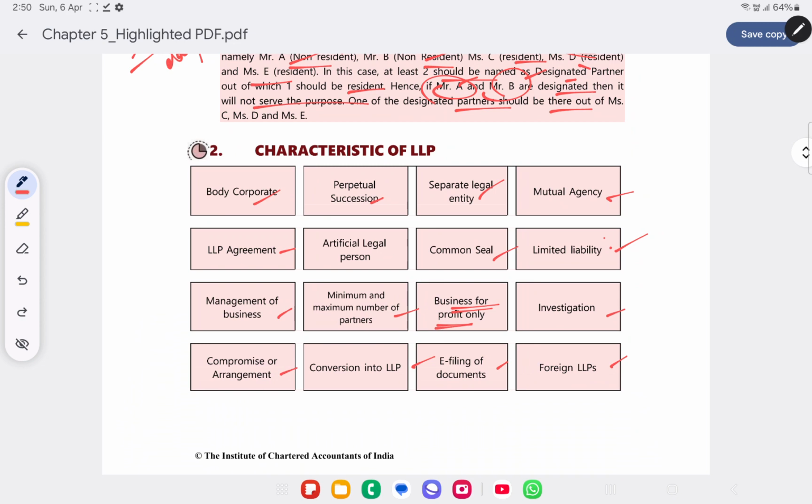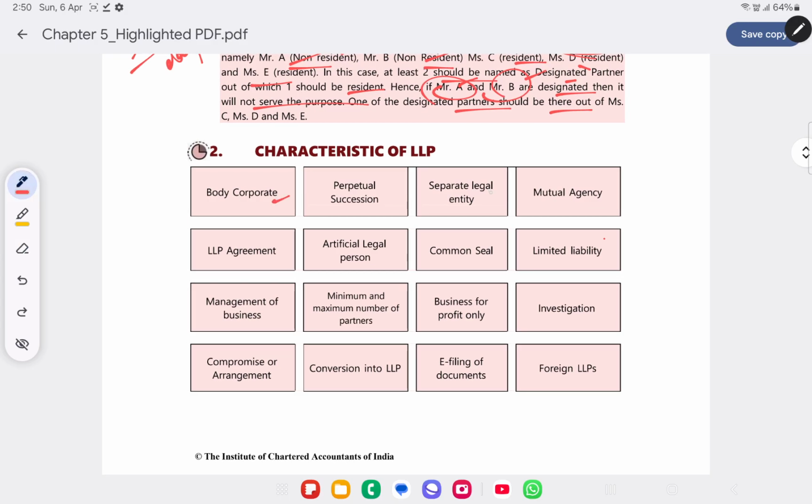Up next, we will see about the characteristics of LLP. So what are the characteristics of LLP? As we know, it's a body corporate. It's a separate legal entity. It has common seal, perpetual succession. It's an artificial legal person. It has a flexibility to devise its own structure using LLP agreement. There's no mutual agency as in case of partnership firm. It's limited liability. Regarding management of business, we'll look into this. Compromise arrangement, conversion into LLP, minimum and maximum number of partners.